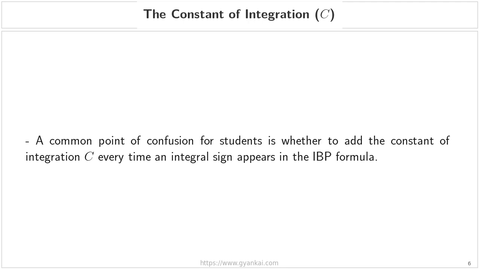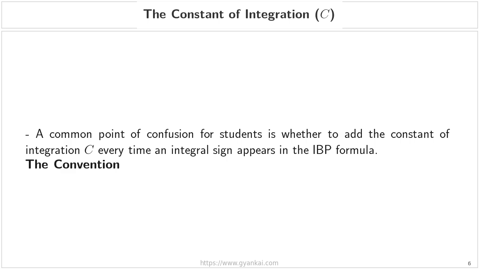Okay, so let's move on to a really common sticking point for students when we're using integration by parts. As we've seen in the previous slides, the integration by parts formula can seem a little complicated with all those integral signs. A frequent question arises: do we add the constant of integration, C, every single time we encounter an integral sign within the formula?